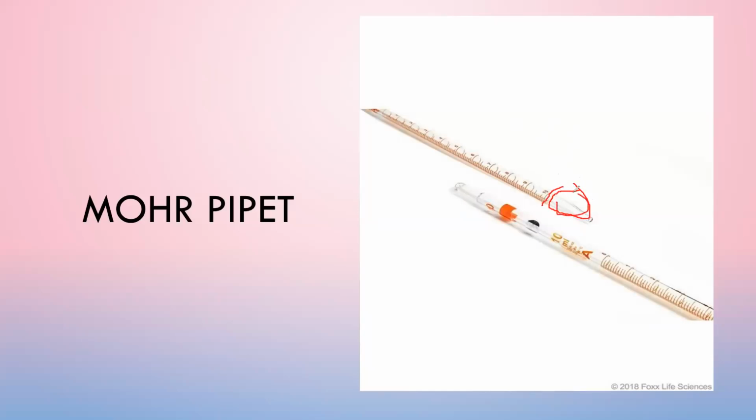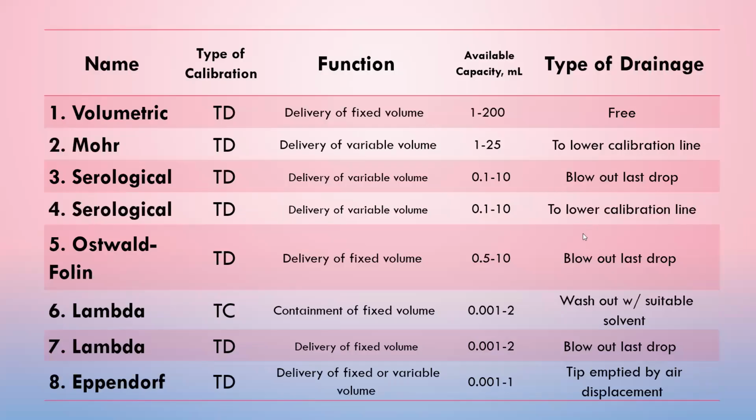Okay? Kung isasama mo itong naiwan dito, hindi na siya exact volume of the liquid. So you have to know your pipette also, whether that is a blown out pipette or to calibration line. Okay, meron ding kailangan mo siyang i-wash out just like the Lambda na nagko-contain ng fixed volume. Meron ding type of pipette na ito na kailangan mo siya i-wash out ng solvent, suitable solvent, and then ma-wash out lahat ng laman ng pipette.